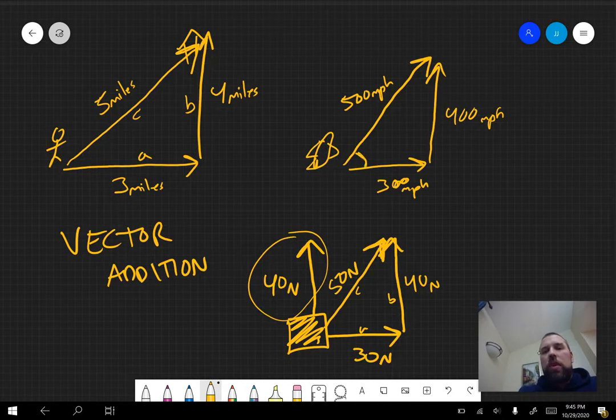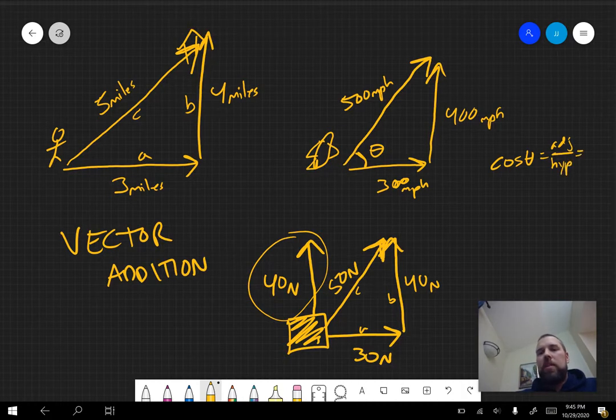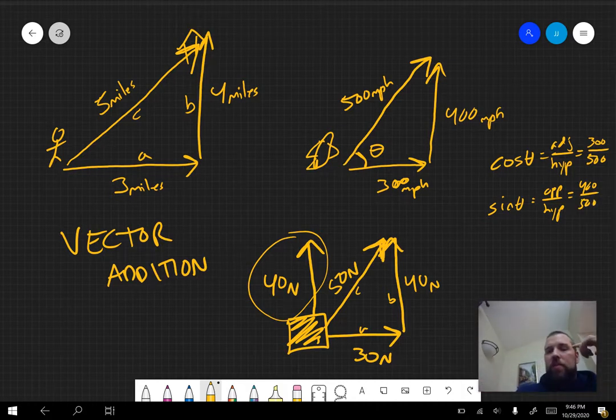If you knew this angle, the same applies: the cosine of that angle is, let's see, adjacent over hypotenuse. So that would mean adjacent was 300 miles per hour over 500 miles per hour. Same thing for the sine of that angle, opposite over hypotenuse, right? So 400 over 500.